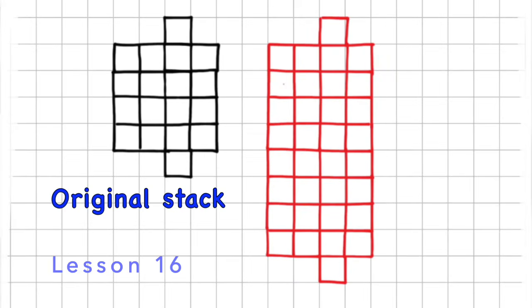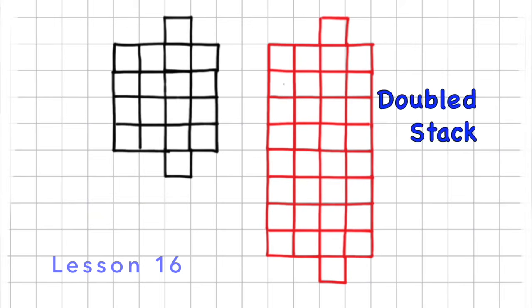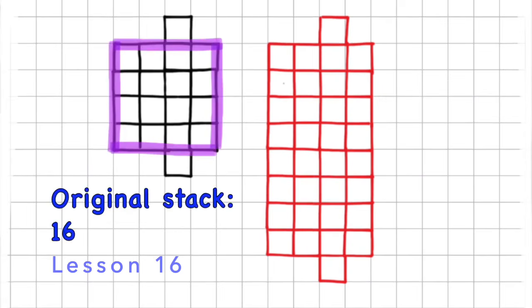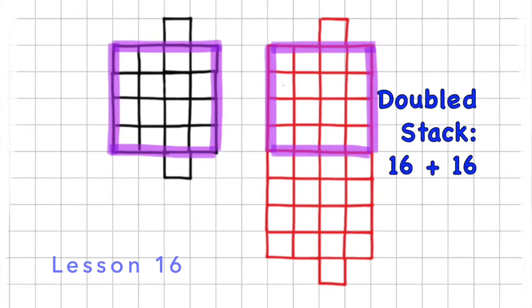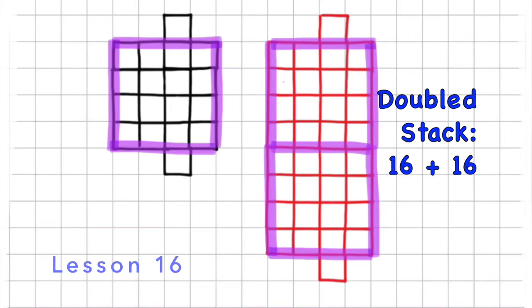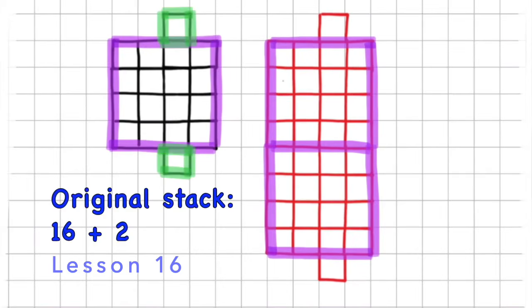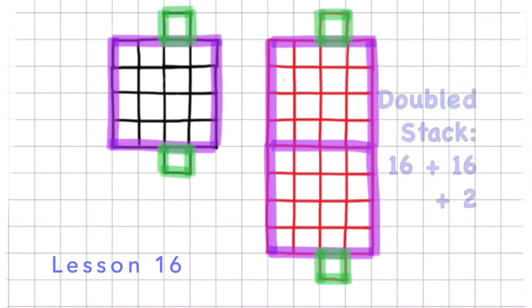The original stack on the left, the doubled stack on the right. The surface area of this section of the original stack is 16 square units. The doubled stack is 16 square units plus 16 square units. The original stack was 16 square units plus the 2 bases. The doubled stack is 16 square units plus 16 square units plus the 2 bases. Notice that the 2 bases didn't double.